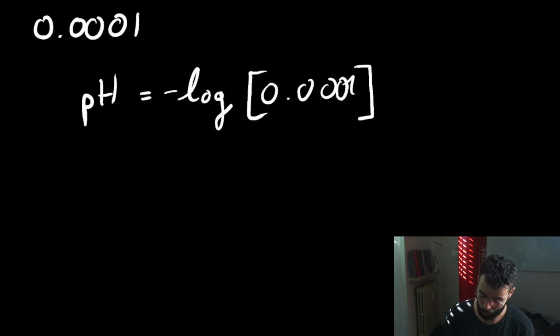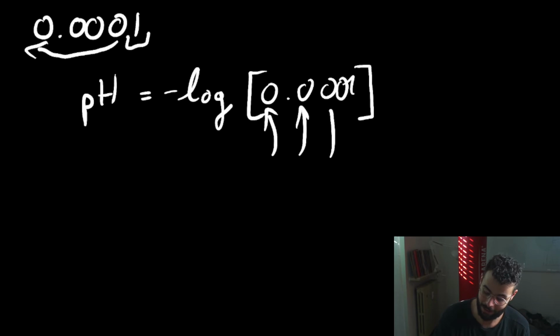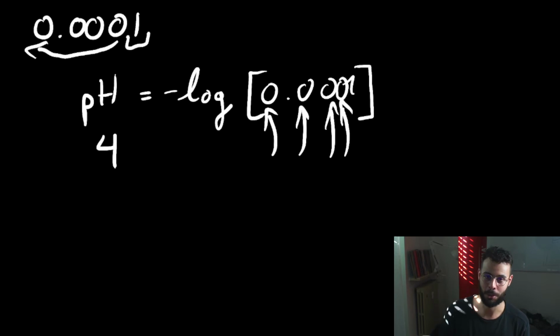Now, a nice way to easily calculate when you have only 1 and zeros, because of the logarithmic rules that you are going to study in the future, just remember that you can very easily find the pH only by looking at the number and counting the number of zeros you have. You have 4 zeros, so the pH will be 4. And you can check it yourself in the calculator. If you type minus log of 0.0001, you will see that it gives you 4.